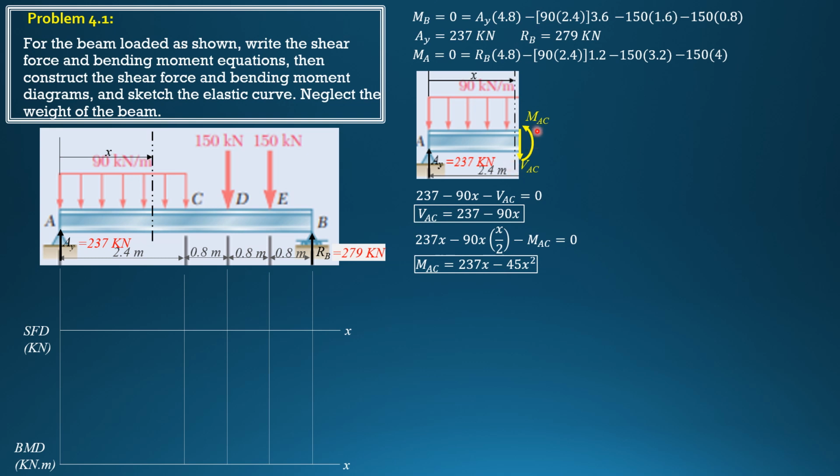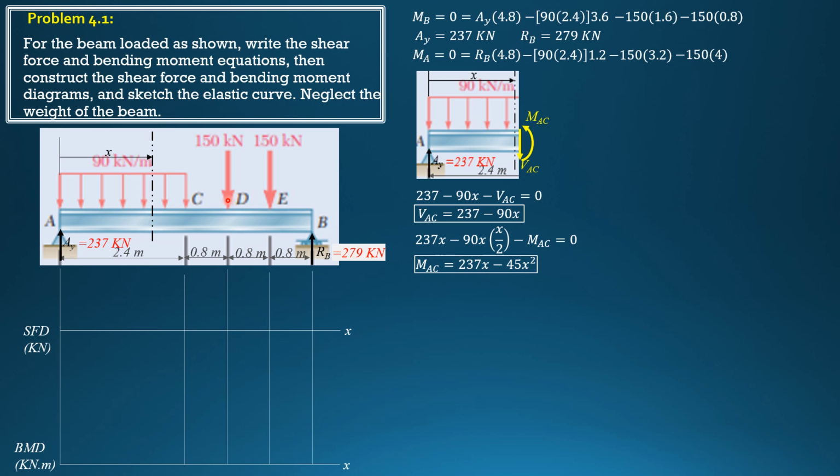So what is the shortcut for moment? If this is the left and that's the right, it's just clockwise minus counterclockwise moment. So MAC is 237 times x, that's clockwise, then minus 90 times x over 2, so minus 45x squared. And stop.